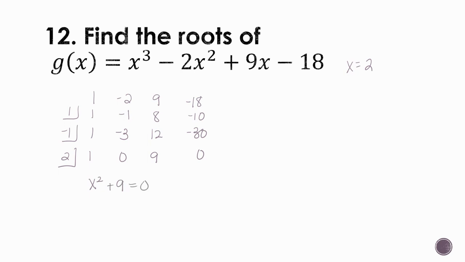I'm just going to stop with the synthetic division and I'm going to solve this, okay? So I'm going to subtract 9. I'm going to square root. The square root of negative 9 is plus or minus 3i. So those are my other two roots. So 2, 3i, and negative 3i. Again, I don't care if you write plus or minus. I just wanted to show you that there are 3 roots, which I know because the degree is 3.